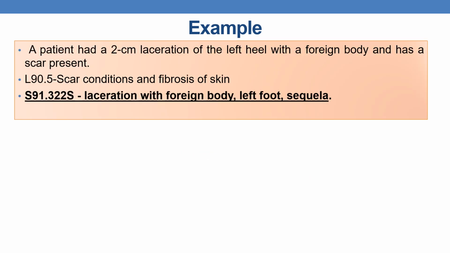Now coming to the next example, a patient has a 2 centimeter laceration of the left heel with a foreign body and has a scar present. So the scar can be considered as a sequela. So the first condition should be coded, then the appropriate injury code with S. So first L90.5, scar conditions and fibrosis of skin, followed by S91.322S. The seventh character S indicates sequela. Laceration with foreign body, left foot, sequela.